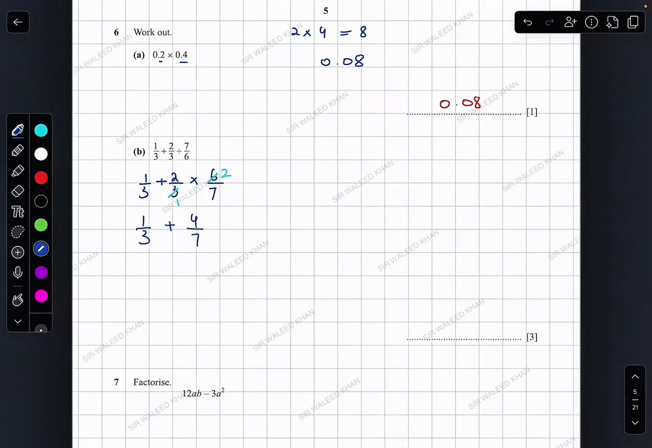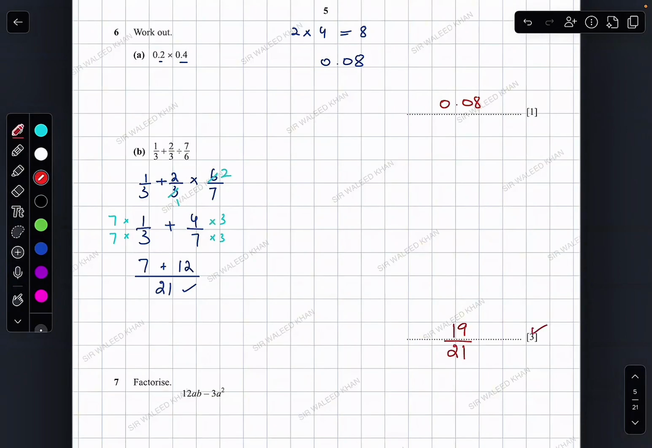For that, we have to have a common denominator, which should be the least common multiple of 3 and 7, which is 21. That means I have to change this 3 to a 21. So I multiply both the numerator and denominator by 7. I have to change this 7 to 21, so multiply both the numerator and denominator by 3. So we have 21 and this 7 plus 12. We have 19 by 21.